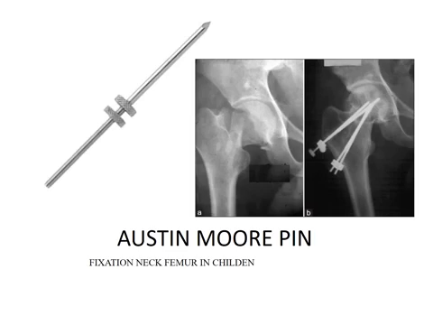Then, in older times, not preferably used now, Austin Moore pins were used for fracture neck femur in children. They had a locking mechanism preventing the pin from migrating inside the joint. Austin Moore pin for fixation of the neck femur in children.